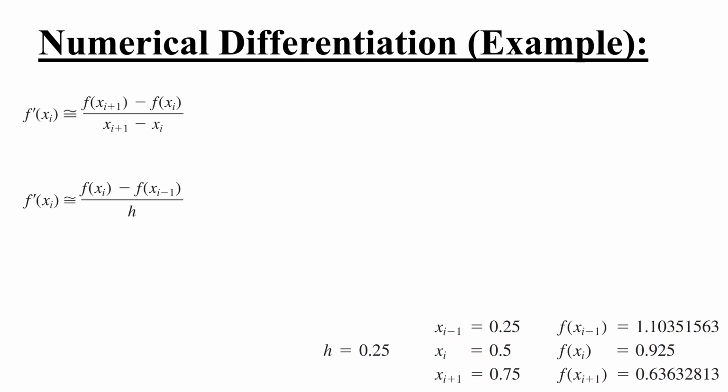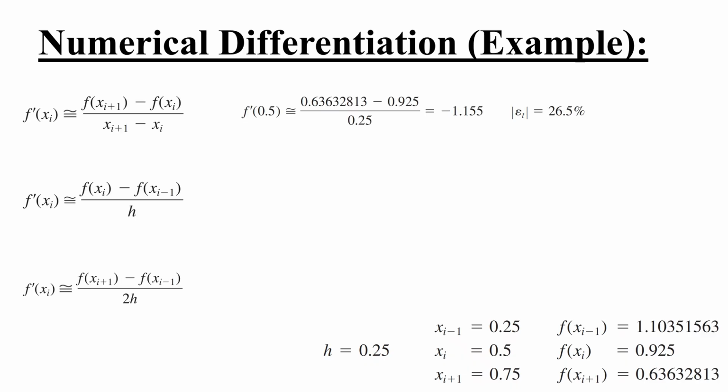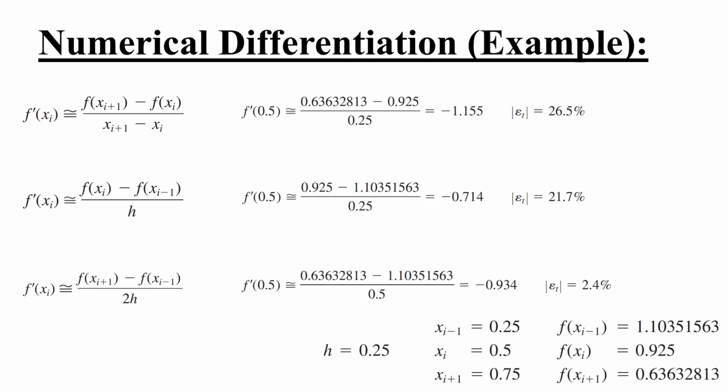Similarly, we will now reduce the h. When we reduce the h, we get much better results. Look here, we improve our forward from 58 to 26.5. Similarly, backward improves from 39 to 21.7%, and central is 2.4%. It's amazing.